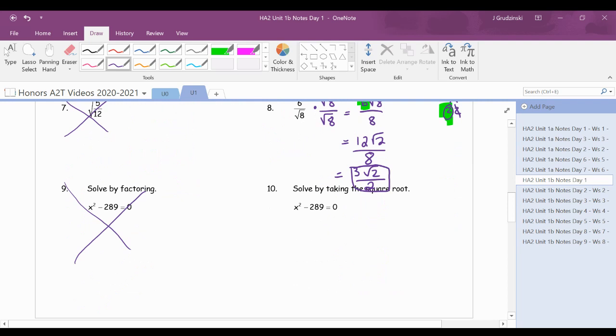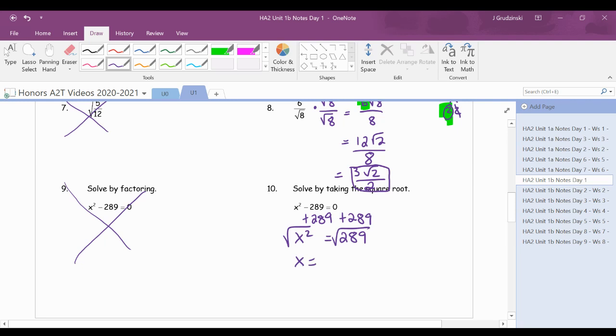All right, if we look at number 10, the directions say to solve by taking the square root. So when we do that, that means we want to isolate the thing that is being squared, so then we can square root both sides. So first thing I'm going to do is add 289 to both sides. So I get x squared equals 289. And then I can square root both sides.